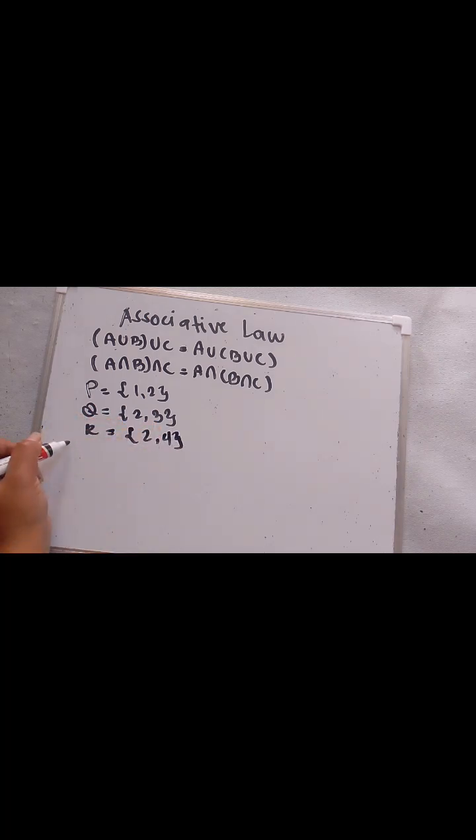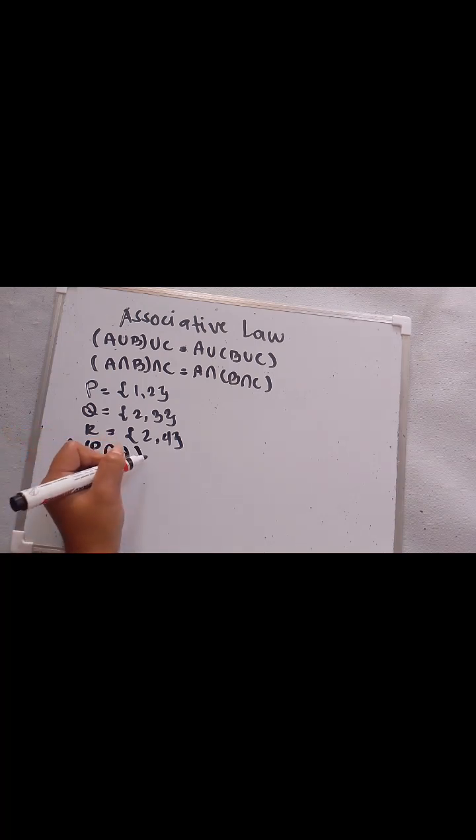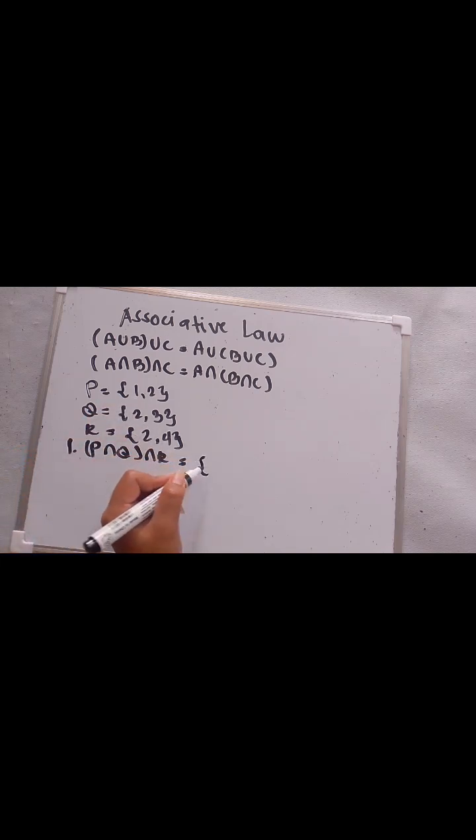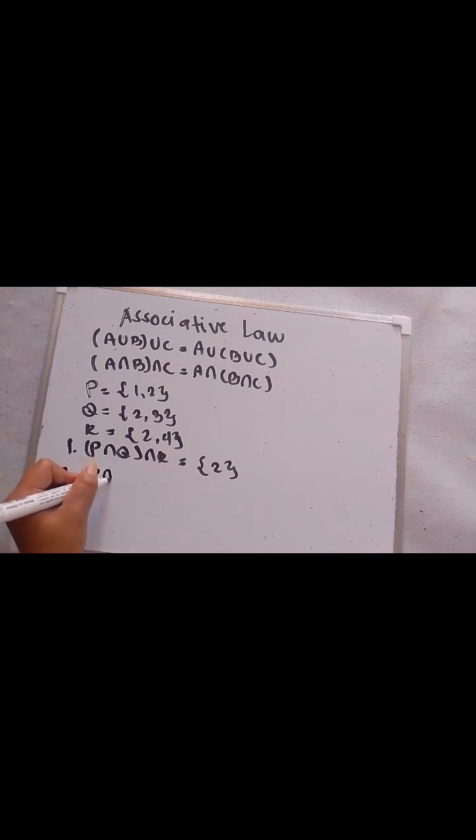For example, set P is the set of 1 and 2, set Q is the set of 2 and 3, and set R is the set of 2 and 4. The first expression is P intersect Q and intersect R. P intersect Q, the elements in both P and Q, is 2, and intersecting with R, the result is the set of 2. So the result of (P intersect Q) intersect R is equal to 2.